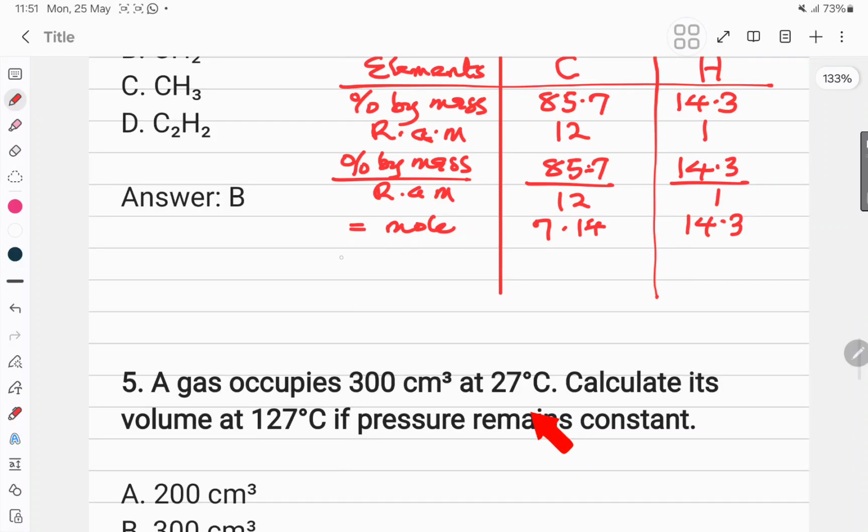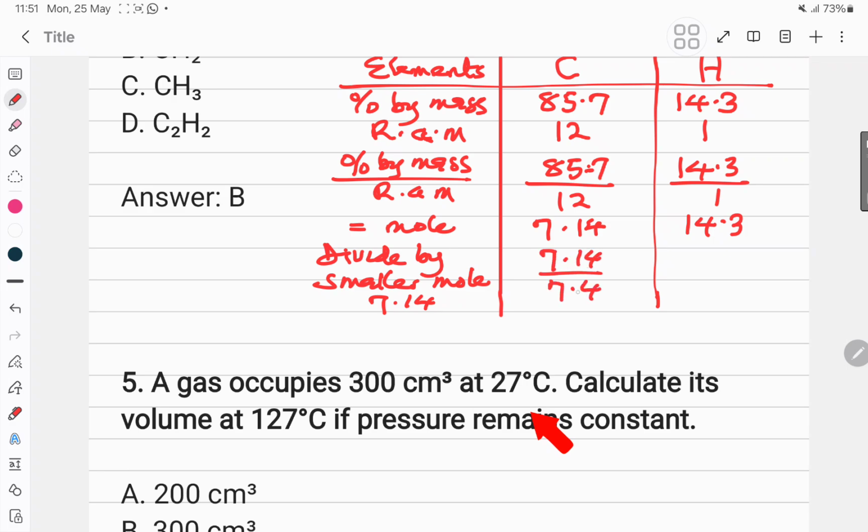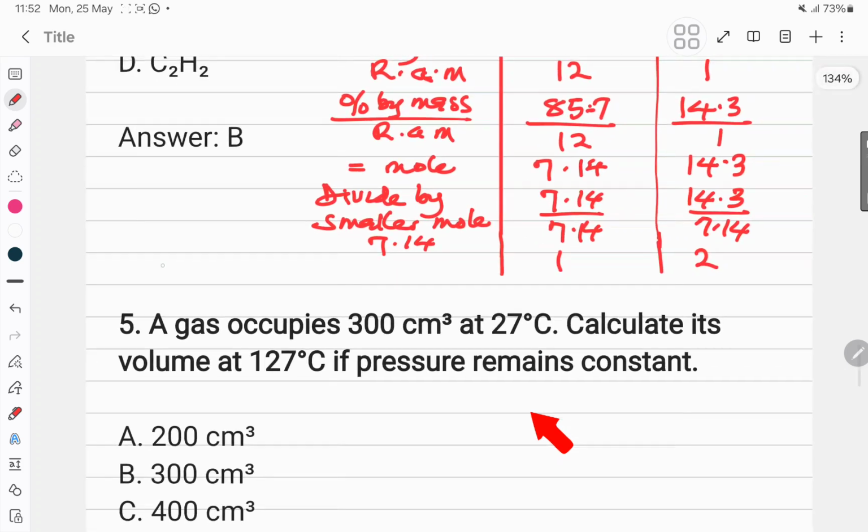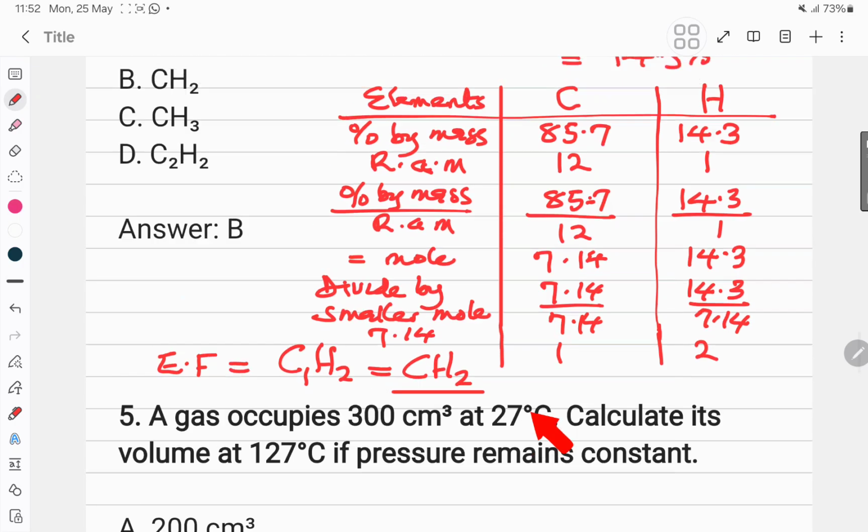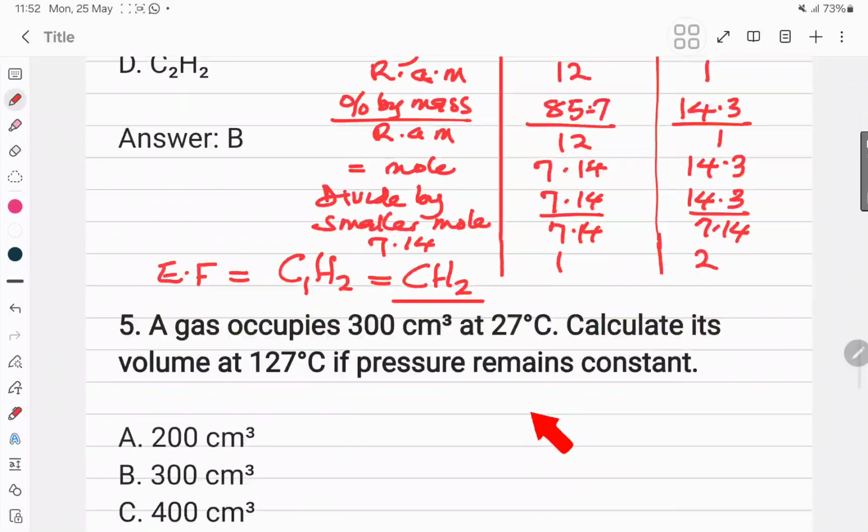Then the next thing that we do is to divide by the smaller mole. The smaller mole is 7.14, in order to have the ratio in the nearest whole number. So 7.14 divided by 7.14, then 14.3 divided by 7.14. This will give us ratio 1 to 2. That means the empirical formula of the hydrocarbon is going to be C1H2, which is CH2. That's the answer. So the correct answer is B.